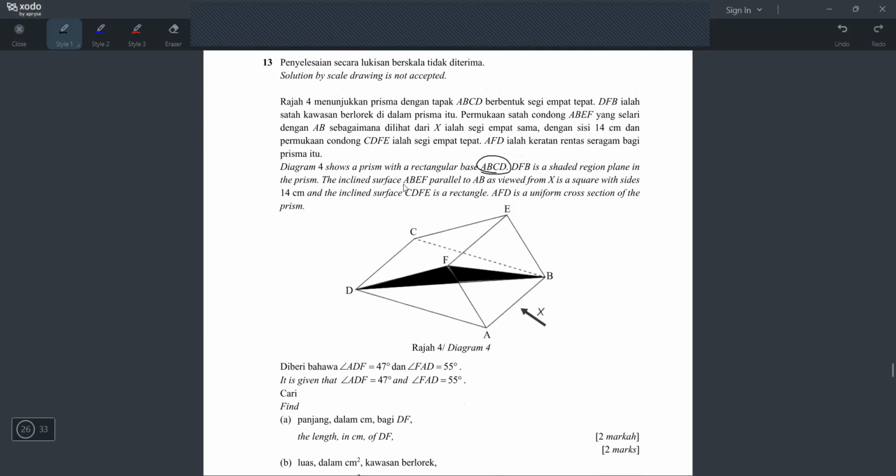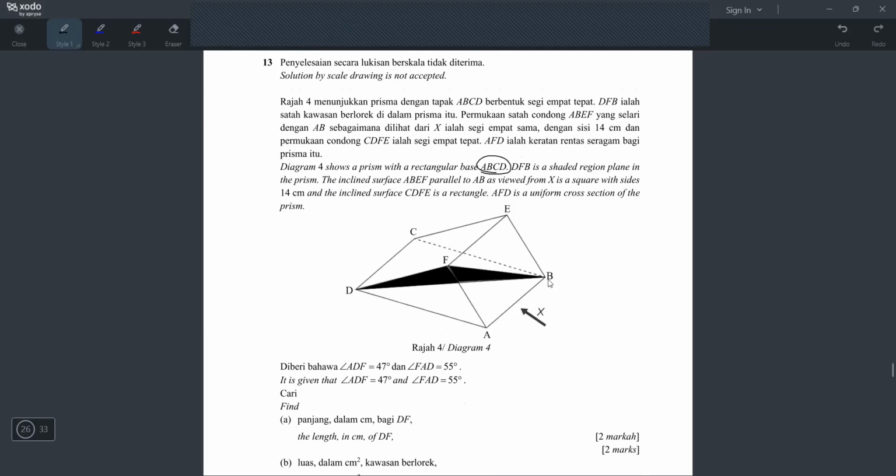So this is actually a 3D question. So it will be very difficult, right? Because for solution of triangle, sometimes they will ask 3D. So here they ask in 3D. DFB is a shaded region plane. In the prism, the inclined surface ABEF is parallel to AB.